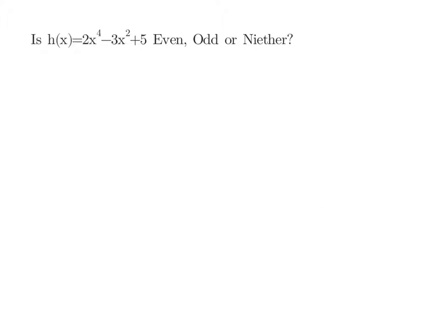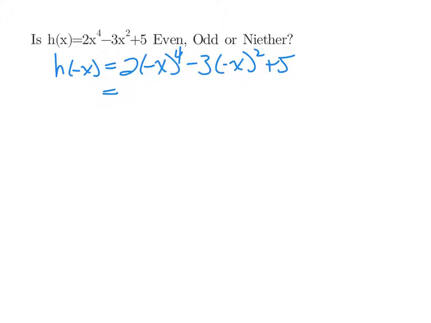So what about a function like h of x, where we have 2x to the fourth minus 3x squared plus 5? The only powers I see are even, but I also got that 5 there. It doesn't have an x on it at all. So to check whether it's even or odd, again, we have to plug in the negative x. That'll give me 2 times negative x to the fourth minus 3 times negative x squared plus that 5. Of course, anytime we take a negative number to an even power, it's going to turn positive. So this thing will simplify to 2x to the fourth minus 3x squared plus 5.